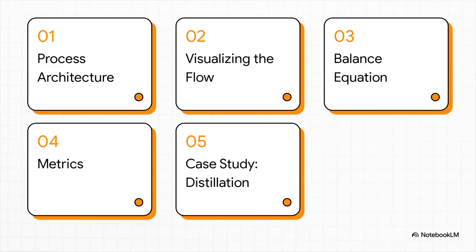Here's the game plan. We'll start with the basic architecture of any process, then jump into how we visualize it, all with diagrams. From there, we'll get into the math, the core balance equation that governs everything. After that, we'll look at the key metrics for success, and we'll wrap it all up with a real-world distillation case study. Let's dive in.